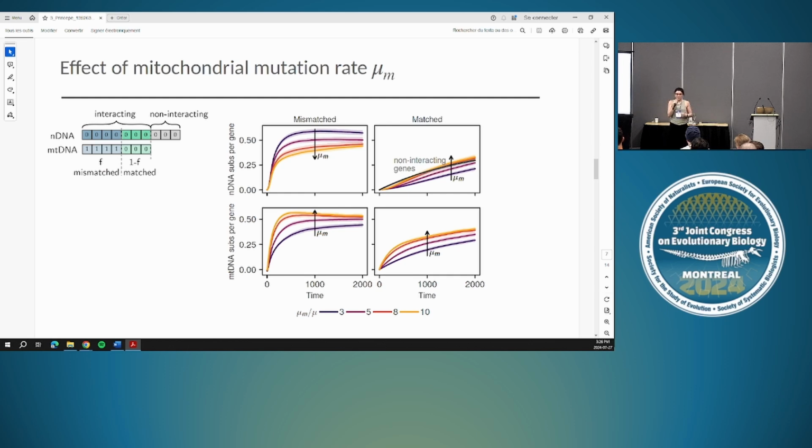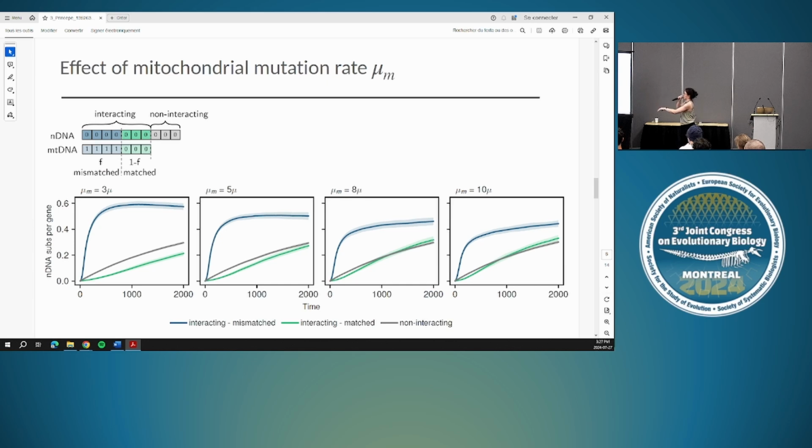Maybe this is a problem in our model, that what happens is if you increase mutation rate, in fact, the mitochondria can rectify this incompatibility. Or maybe this is something that we have to look for in nature, that there is somehow the mitochondria, because it has a high mutation rate, could rectify these incompatibilities.